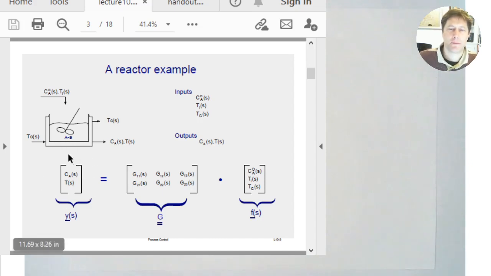So our outputs are the Ca and T of the outlet stream. The inputs here are the Ca and T of the inlet stream, and then we've also got the temperature of the jacket as another input. So we've got 3 inputs, 2 outputs, and then these are connected by this matrix of transfer functions. That's the sort of thing that we've seen repeatedly, and so we want to have some idea of how to apply the control strategies we've learnt about. How can we apply them to a system like this with multiple inputs and multiple outputs?